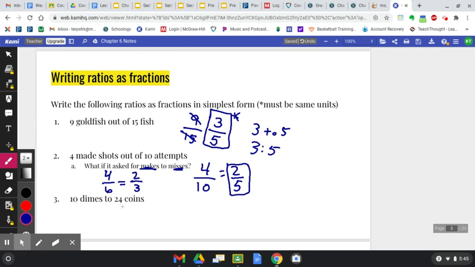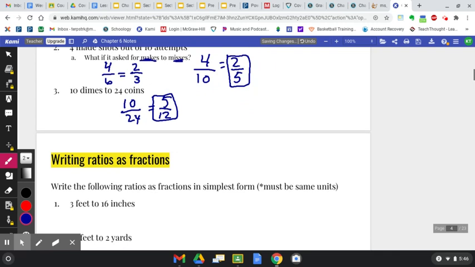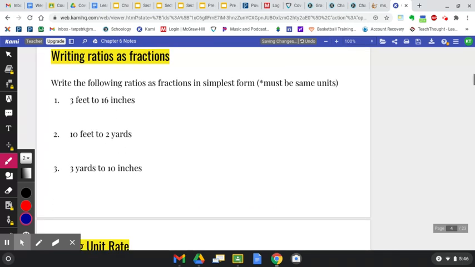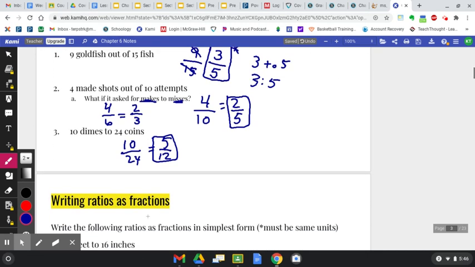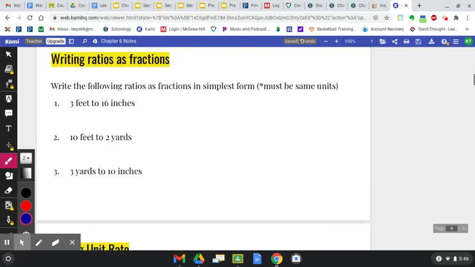Number 3, 10 dimes out of 24 coins. So 10 out of 24. We can reduce that to 5 over 12, right? Leaving that in fraction form. Now, these were all in the same units, right? We're talking about attempts, we're talking about fish, we're talking about coins. But if I look down here, these are in different units. And so I'm going to have to convert them into the same units.